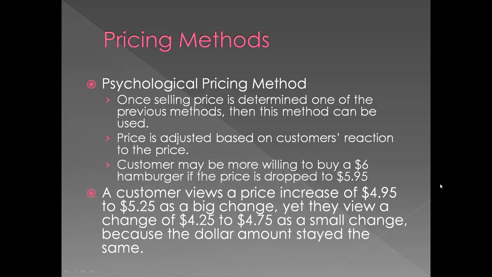Yet they view a change of $4.25 to $4.75 as a small change, and that was 50 cents, because the first number, that 4, stayed the same. In fact, the majority of customers will not even notice the difference from $4.25 to $4.75 because in their head it's $4. Yet they will notice this change immediately because it crossed the dollar line. So again, that's some psychological games that are real that you need to consider when pricing out your food items.